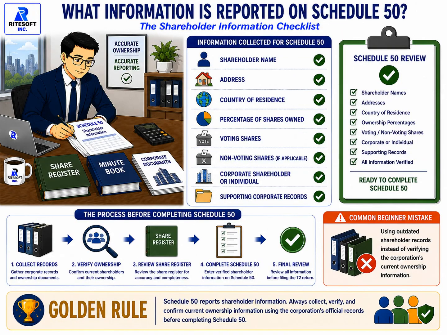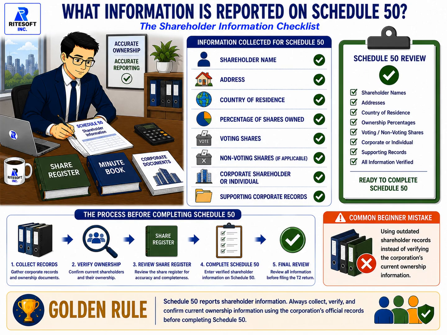Before a tax preparer can complete Schedule 50, they must first collect and verify the corporation's current shareholder information. The goal is to ensure that the ownership information reported on the T2 return matches the corporation's official records. Let's look at the information that is typically gathered. The first item is the shareholder's name.